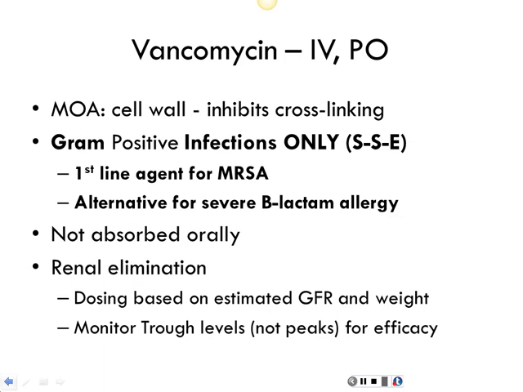What else do I say here? Oh, so its elimination is based on the glomerular filtration rate, in which the higher your renal function is, or the higher you're perfusing your kidneys, the more actively it's secreted out into the urine. And so that's why we have to dose adjust the drug, because as renal function decreases, you actively push vancomycin into the urine at a lower rate. So that's why we extend out the frequency of dosing in those cases.